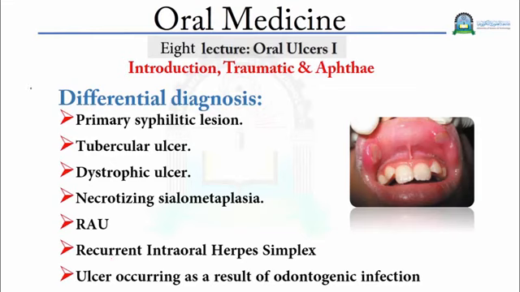The differential diagnosis of traumatic ulcers: primary syphilitic lesions. We'll talk about syphilitic ulcers in the next lecture. Tuberculosis ulcer, dystrophic ulcer, necrotizing sialometaplasia, recurrent aphthous stomatitis, recurrent intraoral herpes simplex, and also ulcers occurring due to odontogenic infections. All these ulcerative lesions are a differential diagnosis of traumatic ulcer.